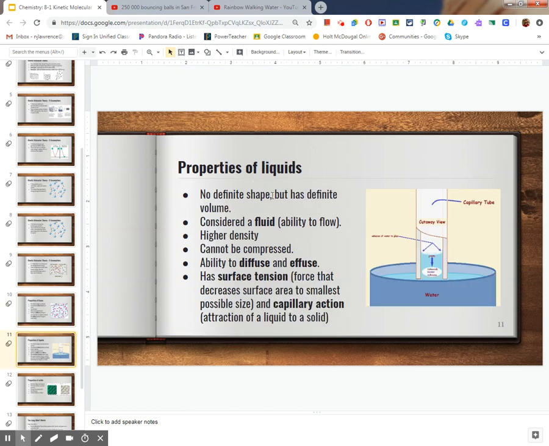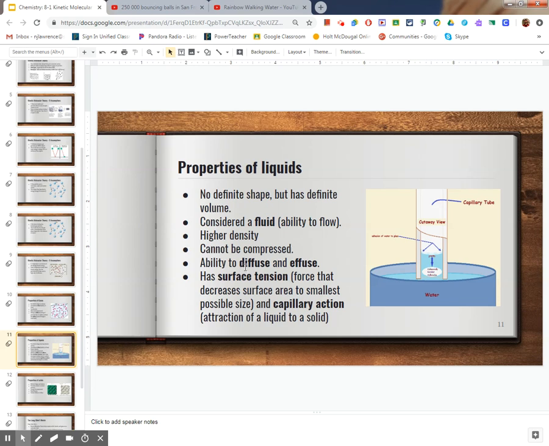Liquids, no definite shape, but does have a definite volume. Consider fluidity. We see that. We see water current. We see how things will mix with themselves when you put Kool-Aid or food coloring in water. That flow, that fluidity, that randomness of particles will allow liquids to be fluid. They have a higher density than their gas counterparts. These cannot be compressed to our naked eye.